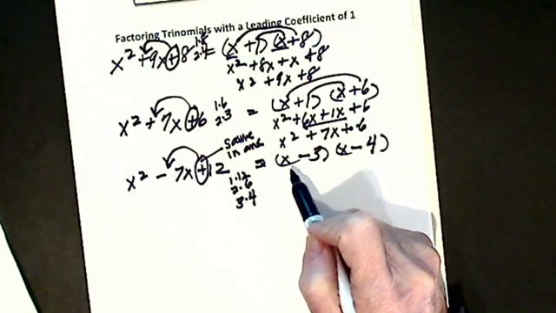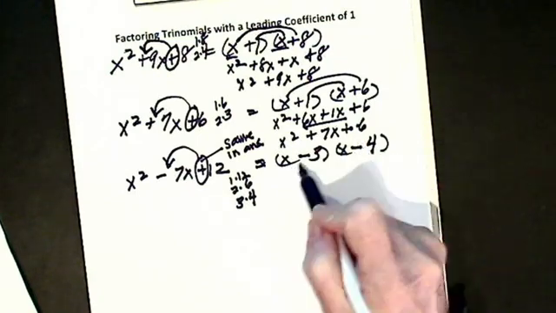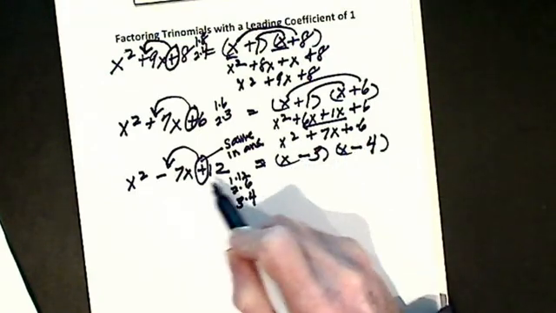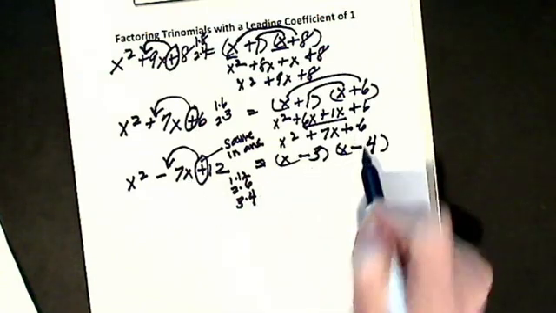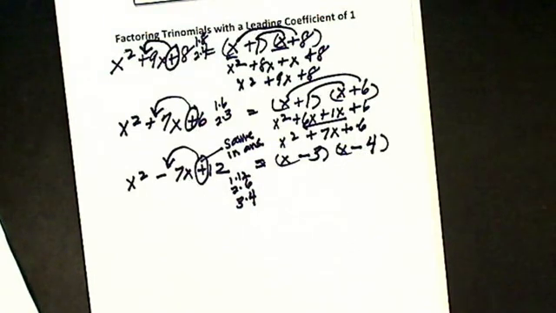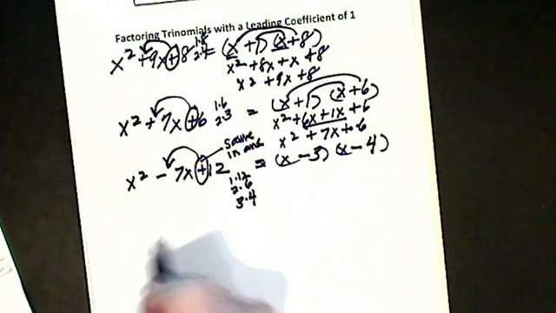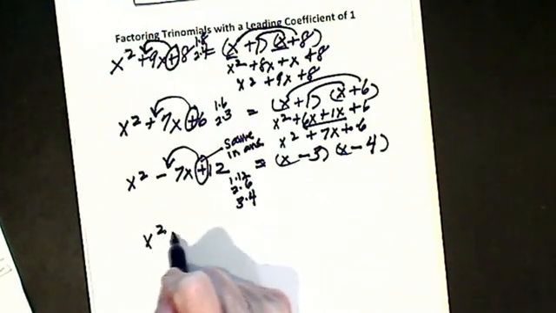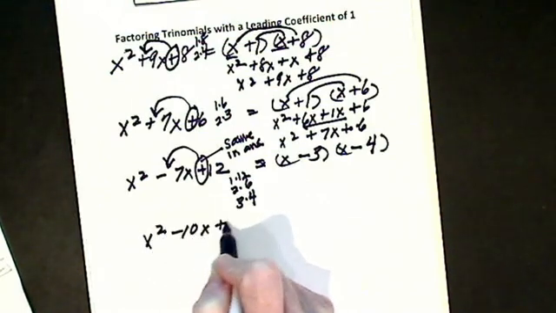X times x is x squared. Minus 4x minus 3x will give me minus 7x. I get plus 12. We'll do one more. Let's say I have x squared minus 10x plus 16.